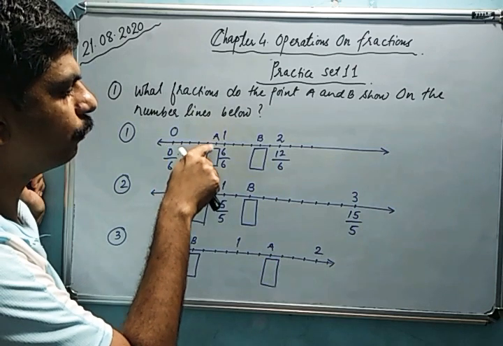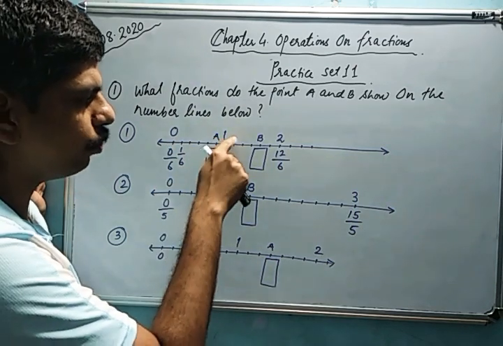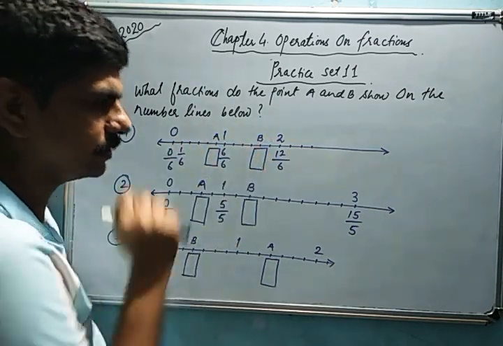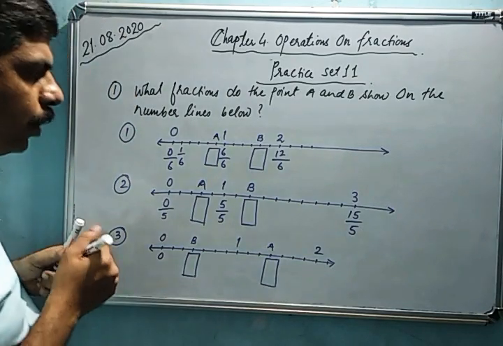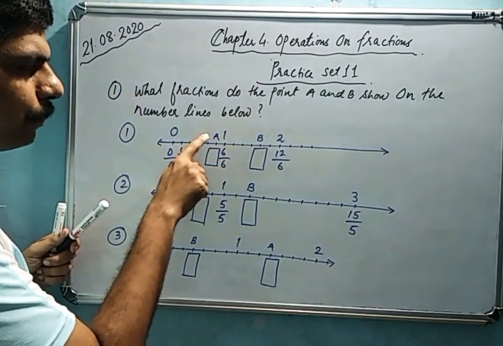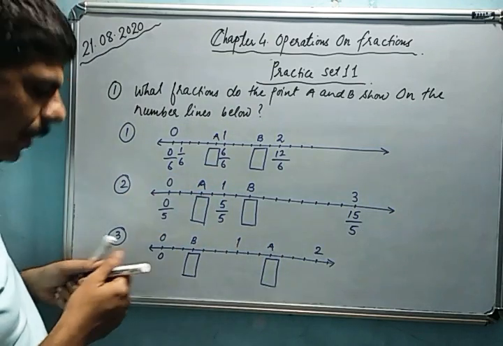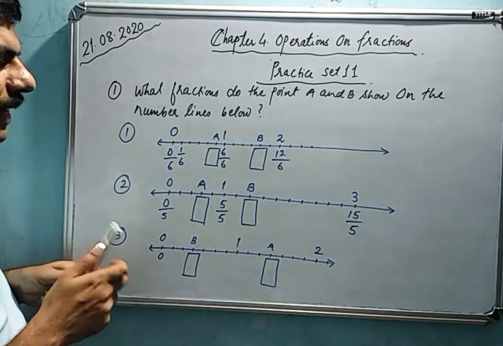1, 2, 3, 4, 5, 6. Here also 1, 2, 3, 4, 5, 6. Right? Now, the empty brackets are points A and B. That is what we need to find. So it's very simple. We can count it.